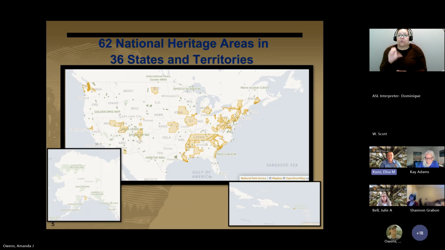So on this slide, you will see a map of the United States. Alaska is an inset, and on the other side, you have an inset of the Caribbean islands.